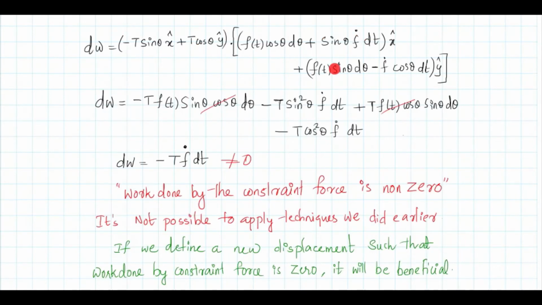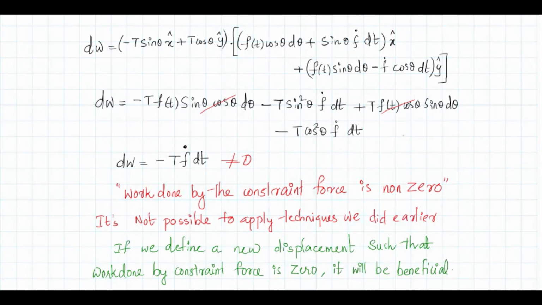Then what happens? X cap dot x cap will give you a non-zero term. X cap dot y cap is zero. Y cap dot x cap is zero. Y cap dot y cap will give you a non-zero term. So the terms are something like this: minus T f of t sin theta cos theta d theta, minus T sin square theta f dot dt, plus T f of t cos theta sin theta d theta, minus T cos square theta f dot dt. The first term and the third term will cancel, but there are two additional terms. This will not vanish. So you will get a non-zero work. Work done by the constraint force is non-zero. It is not possible to apply the conservation of energy techniques that we did earlier.